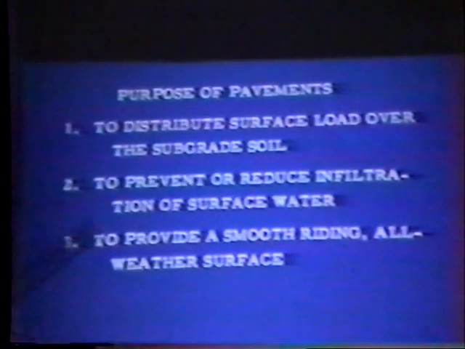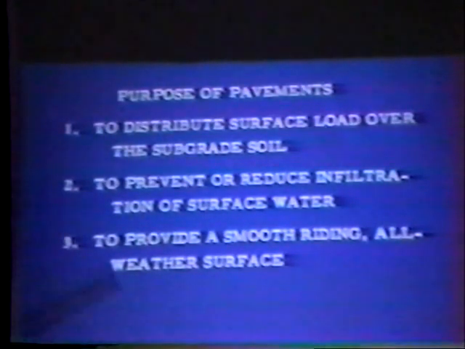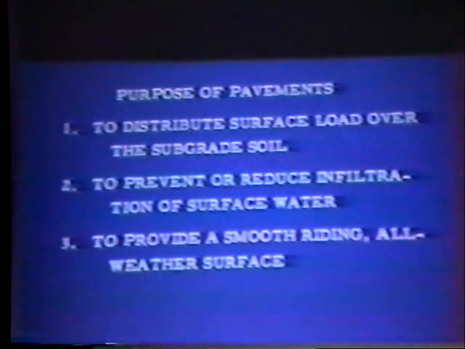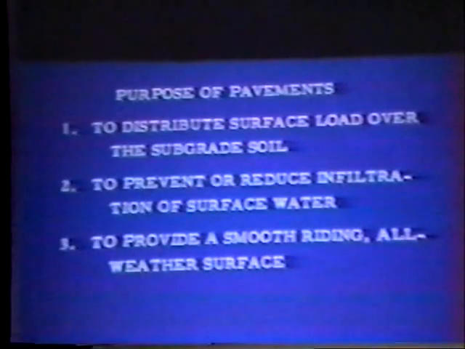Primary purpose is to distribute surface loads over otherwise weak or seasonally weak subgrade soil. We put pavements down to prevent or reduce infiltration of surface water, again, to maintain the all-weather feature of the road, and to provide a smooth riding all-weather surface.